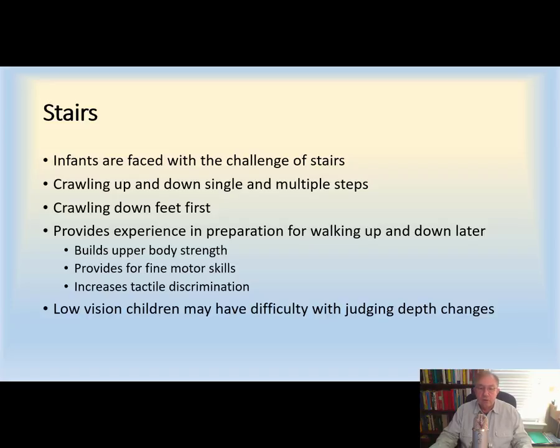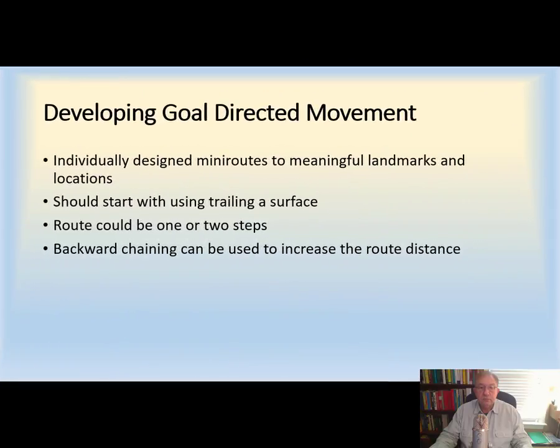Now, kids that have low vision oftentimes have difficulty judging the depth of something that they're encountering. The depth change becomes a problem. And that can be due to reduced visual acuity. It could be because they don't have binocular vision. It could be because they have a lower field loss. But that's something that we have to be aware of. In a short while, I'll show you an example of how kids do climb up and down stairs when they're visually impaired. But in the meantime, let's talk about goal-directed movement.